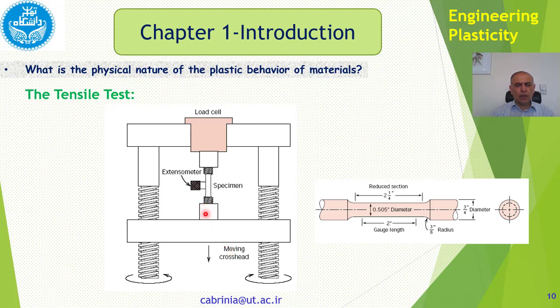So as you can see, as the crosshead moves downwards here in this sketch, the specimen is extended, okay, because it's fixed between this jaw and this jaw. So this is stationary. As this moves down, the specimen extends. This extensometer measures the extension, how much the specimen length is extended. So this measures the change in length.